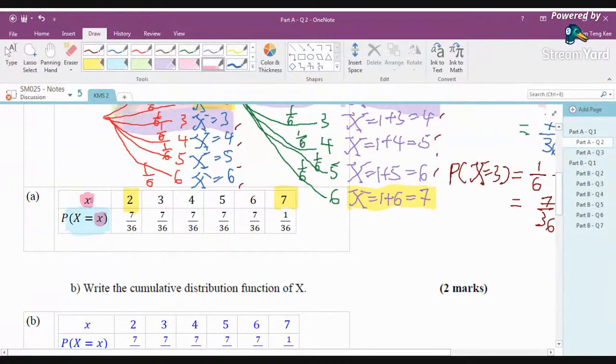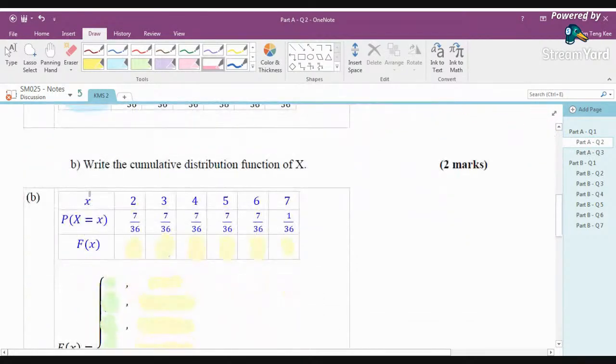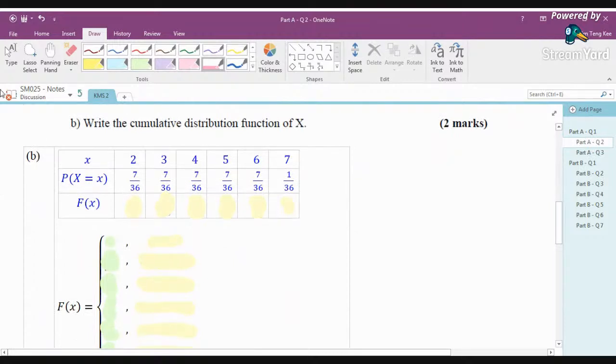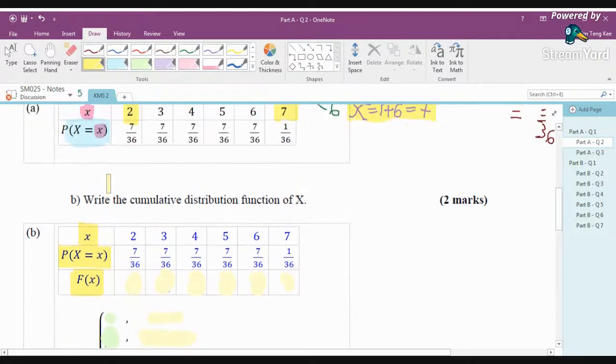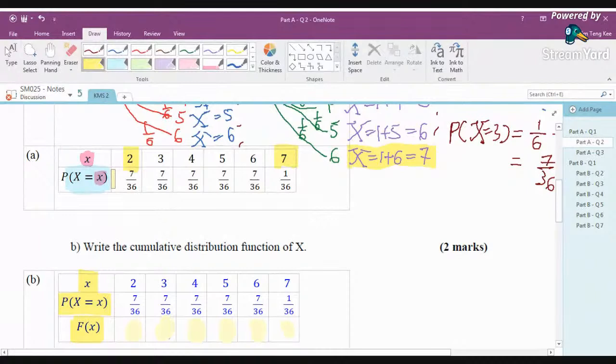Once we get this done, part B asks us to write down the cumulative distribution function of X. So how do we do that? So guys and girls, if you see my solution, I will begin the solution with a table, where I have X, the probability that we calculated just now, and also my cumulative capital F. I redraw this table here at the bottom so that my answer in part A won't be disturbed, so that I won't get penalized. So I do a new calculation for part B. Don't just write directly on top.